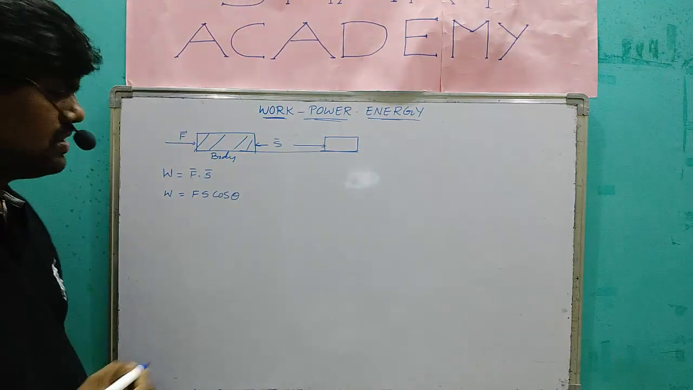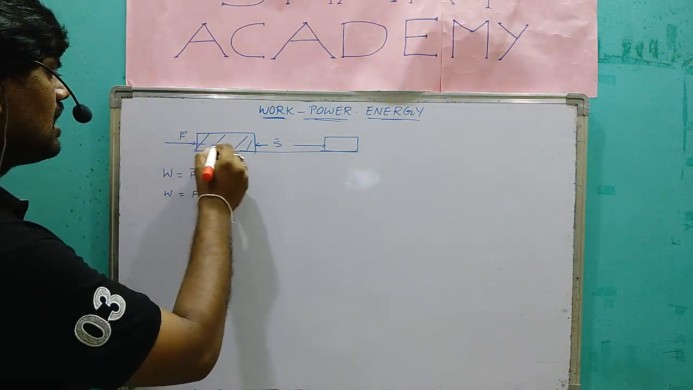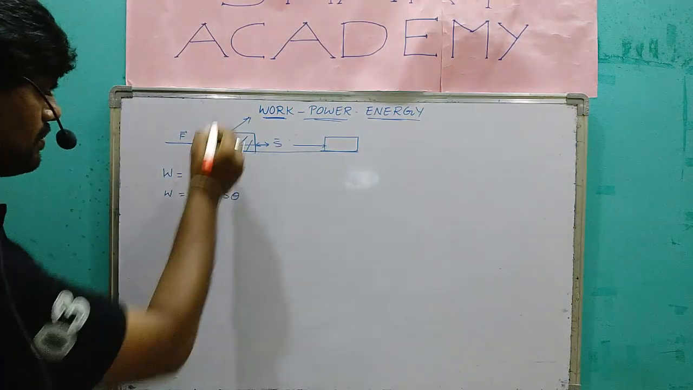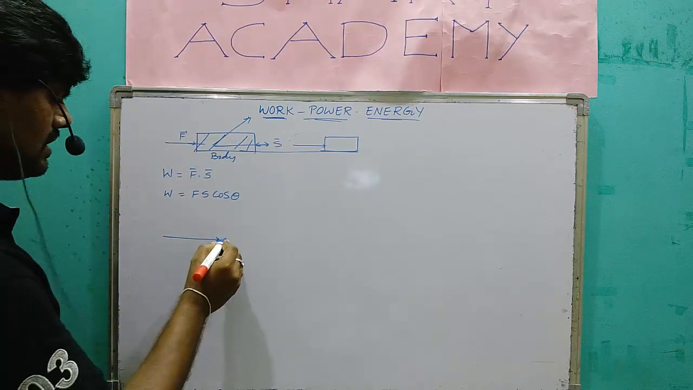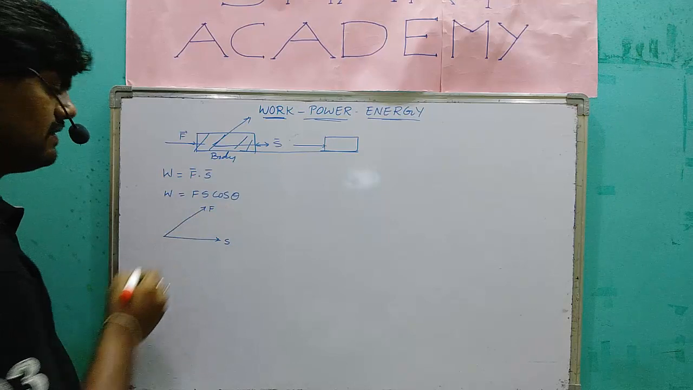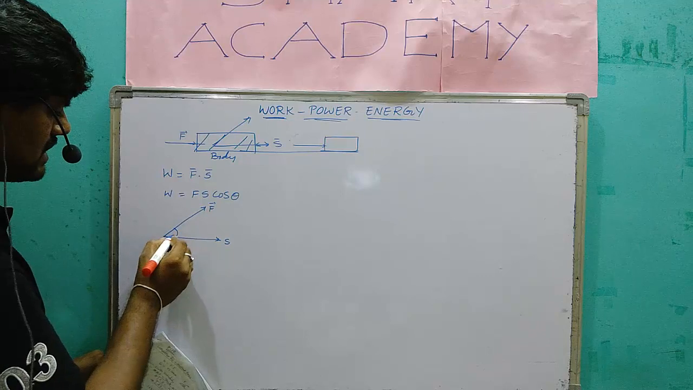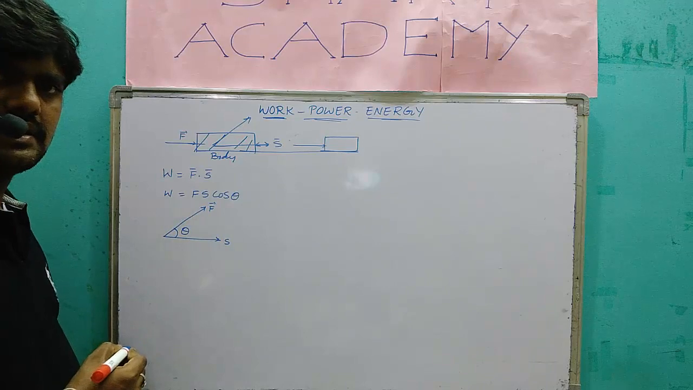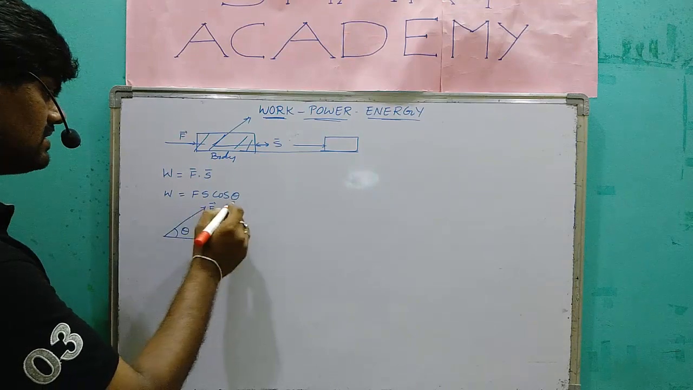F S cos theta. What is the theta here? This theta is the angle between the force and displacement vectors. Suppose let this be the displacement S, and let the force be F, this vector F. The angle between this force and displacement is theta here. So this can be written as F S cos theta.